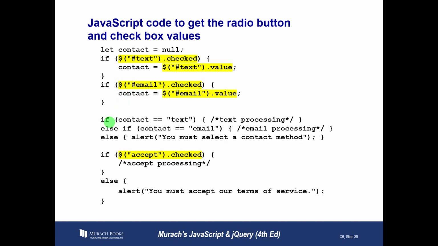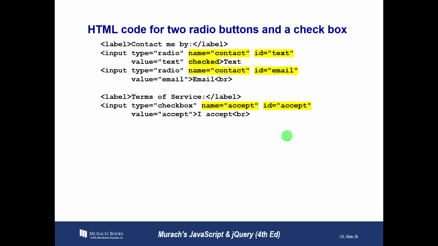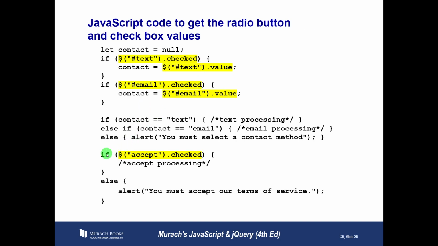And then down here, we're going to use that. If contact equals text, then we can do some processing for what's going to happen to send them a text message. Else, if contact equals email, we'll write some code in here that does some processing if they decided they wanted email. And if neither one of those were clicked, we'd alert you must select a contact method. Now, one thing to point out here is if you start with one checked like we did up here, it's almost impossible for them to have one that's unchecked. There are ways to do it, but you'd have to do some tricky things.